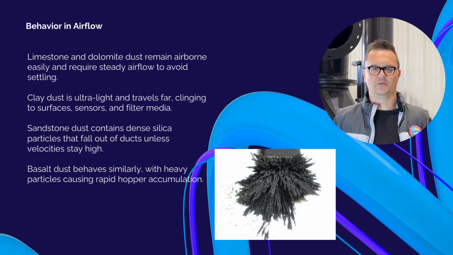Behavior and airflow. From an engineering point of view, limestone and dolomite dust remain airborne easily and require steady airflow to avoid settling. Clay dust is ultra-light and travels far, clinging to surfaces, sensors, and filter media. Sandstone dust contains dense silica particles that fall out of ducts unless velocities stay high. Basalt dust behaves similarly, with heavy particles causing rapid hopper accumulation. I typically design mineral processing duct velocities between 4,000 and 6,000 feet per minute depending on material density.